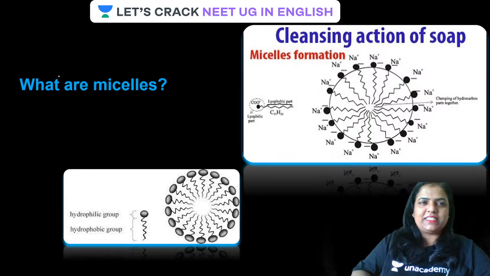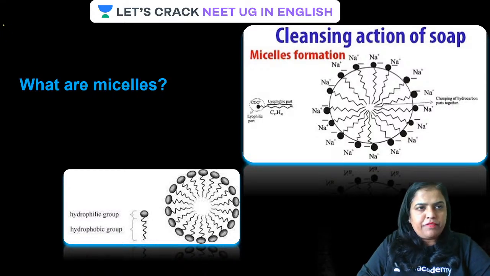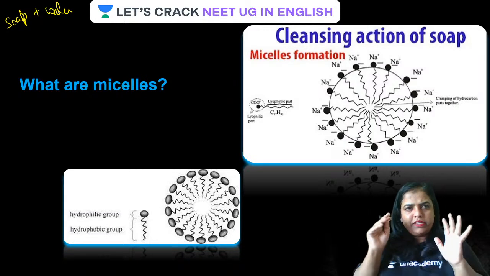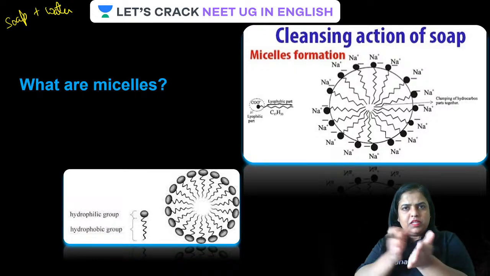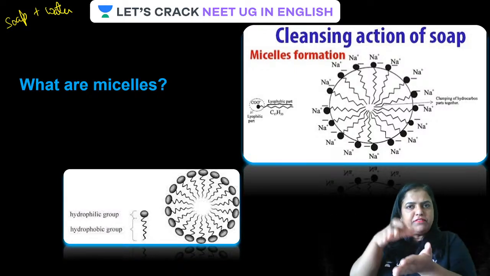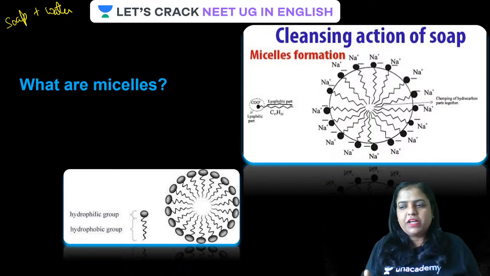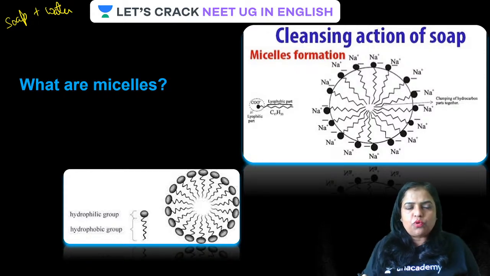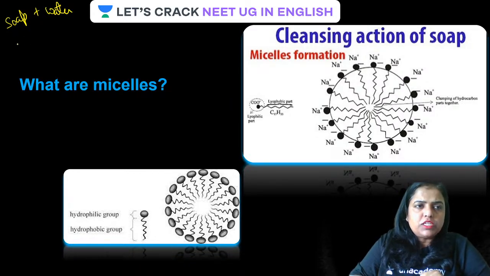Okay, beta, have a look at the screen. So, guys, what happens when this soap gets dissolved or mixed with water? How do we use soap? We just wet our hand and then we scrub the soap over there. Why? Let me tell you. Guys, on dissolving the soap in water, what happens? Soaps are sodium salts of higher fatty acids.